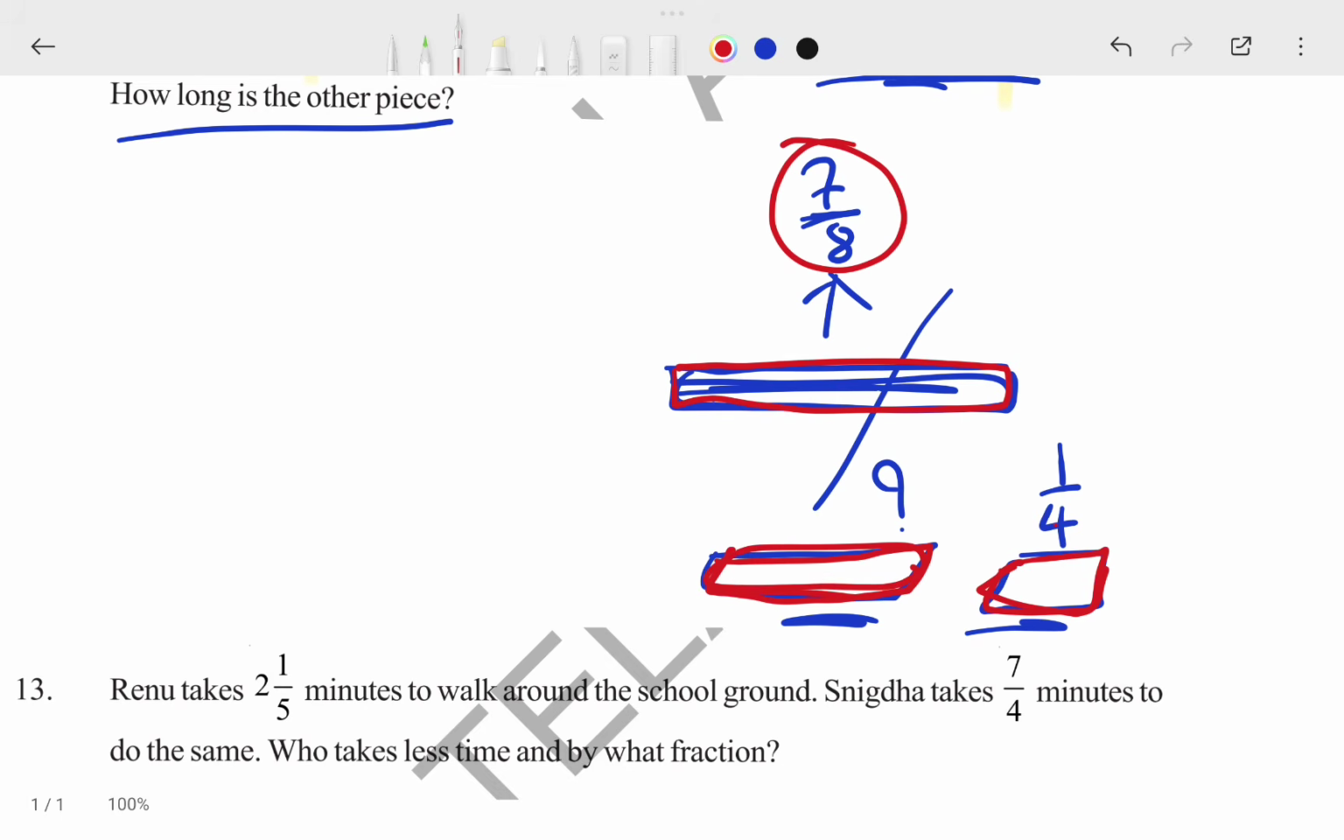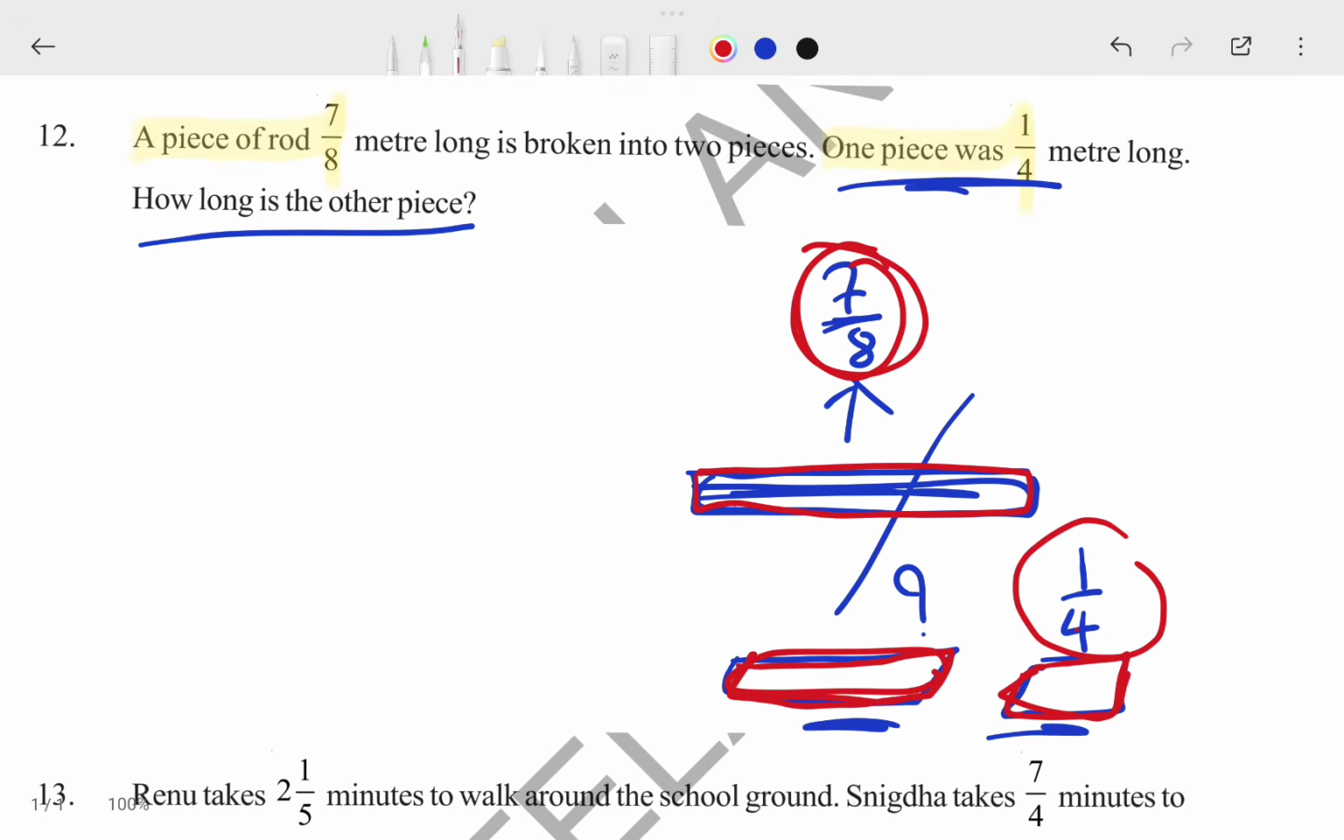So how will you find it? Simply you take this number and this number and subtract, and you will definitely find the other rod's length, because this is the total rod length and the broken length is that much. When you subtract both of these, you will find the other rod length. So this is given: 7 by 8 minus 1 by 4.